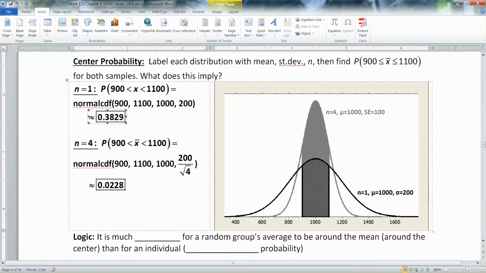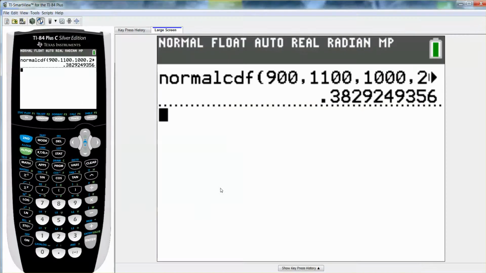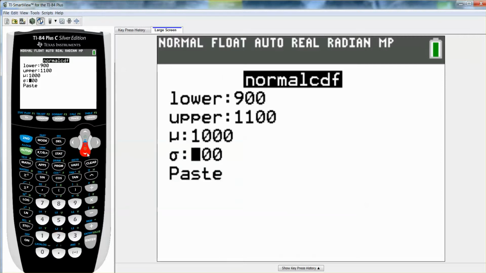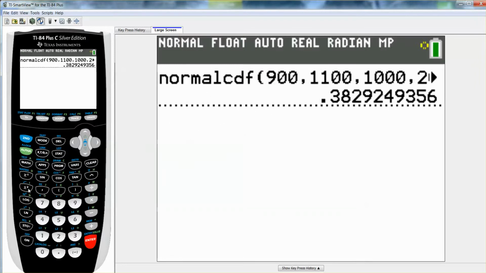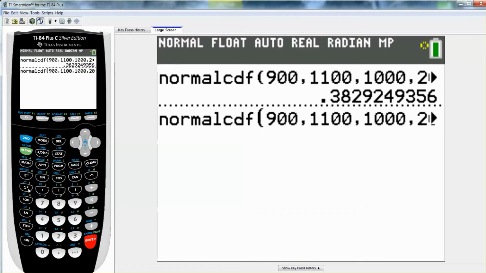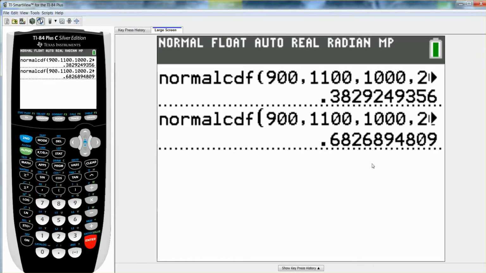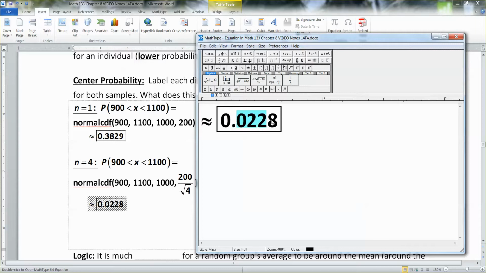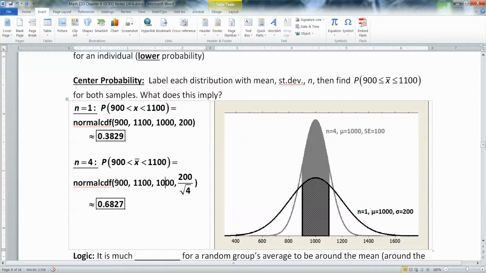All right, now what about doing the same thing, but instead of for a sample size of 1, I want a sample size of 4. Okay, so it's going to be the same idea, except when we're in the distribution menu, for the standard error, we're going to put 200 divided by the square root of 4. And notice I didn't bother closing my parentheses there because I don't have to. I'll get 0.6827. And I've already written up the steps here, 900 and 1100, 1000, and 200 over the square root of 4.